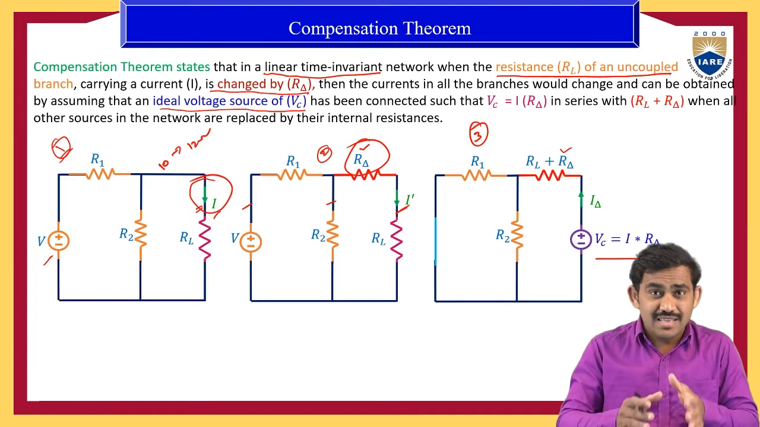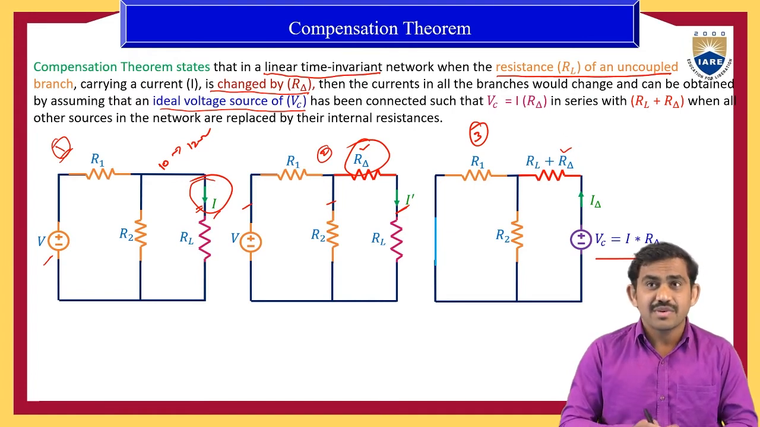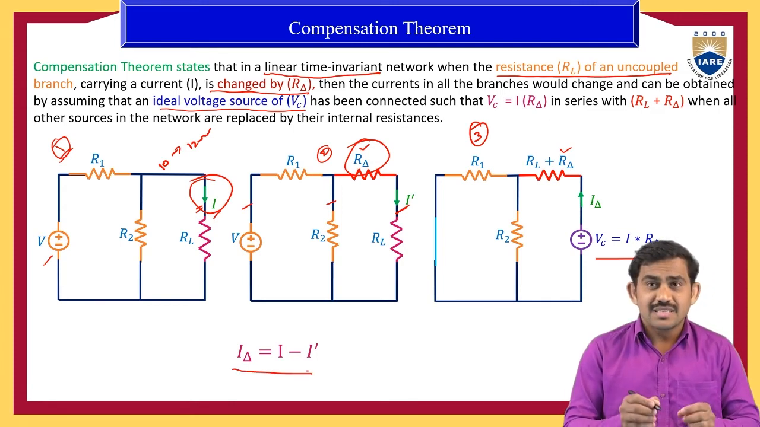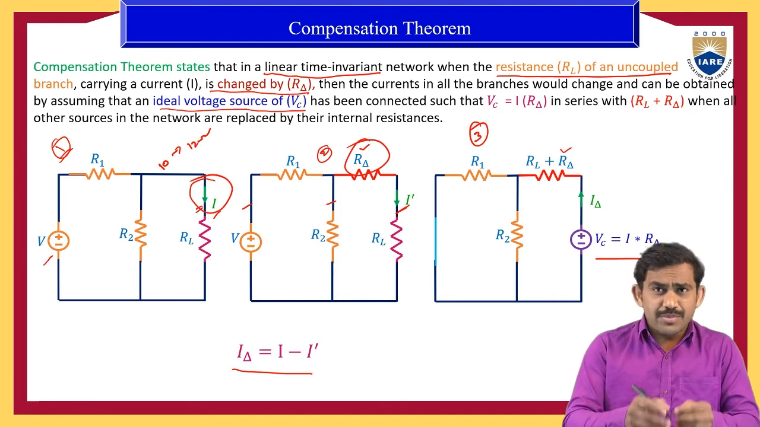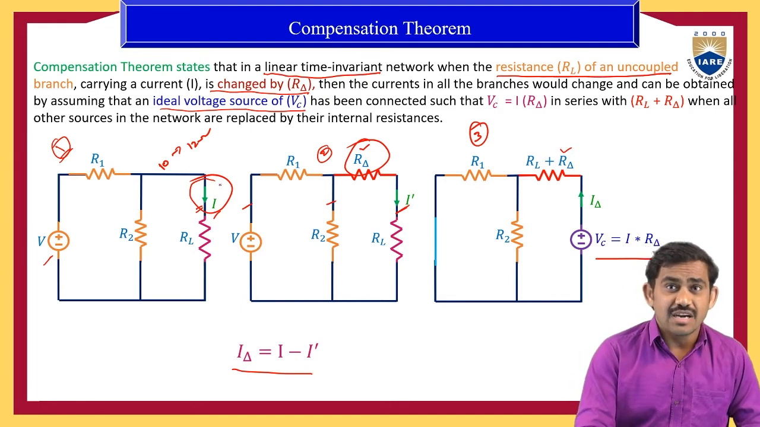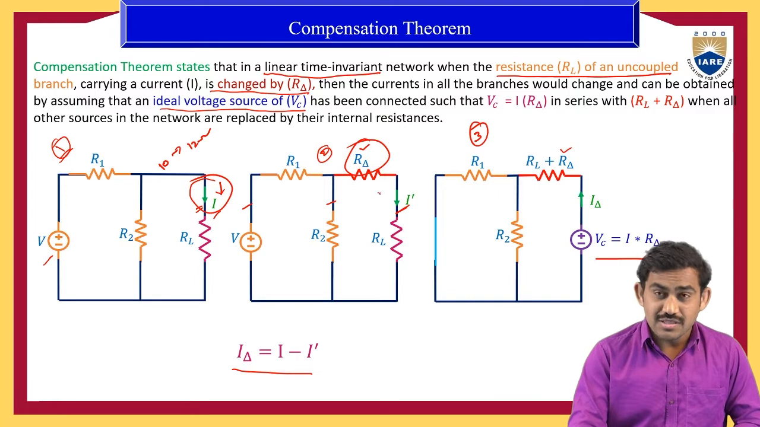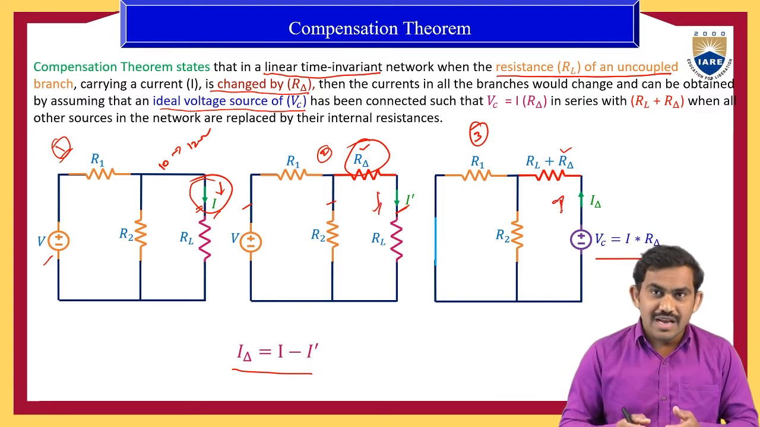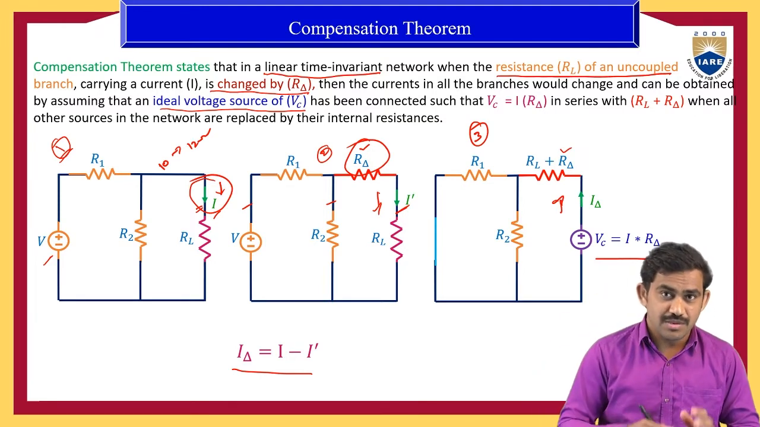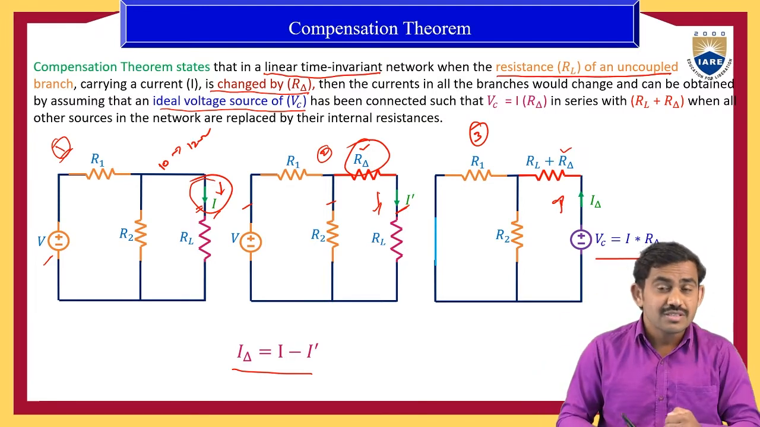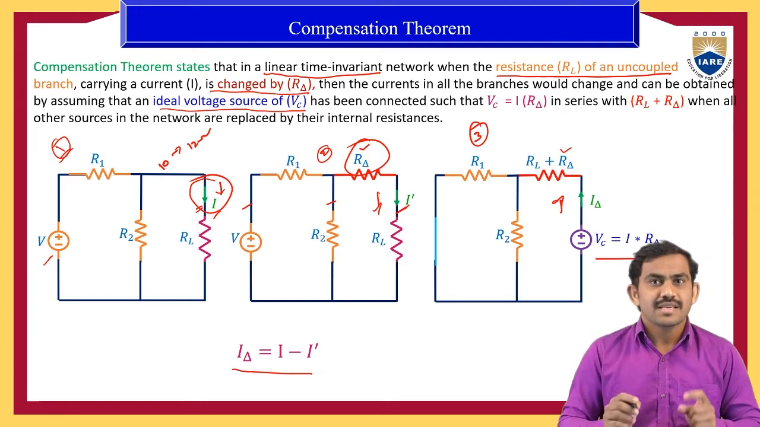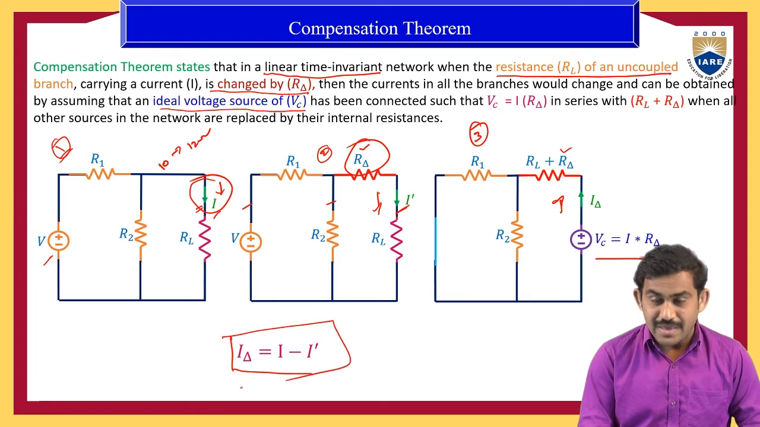So your compensation theorem is I delta equal to I minus I dash. This is your compensation theorem. Okay, so just observe the current directions. I direction is downwards and I dash direction is also downwards, but your I delta direction is upwards. If your I delta direction is also downwards, your formula will change: I delta equal to I dash minus I. Clear? This is your compensation theorem.